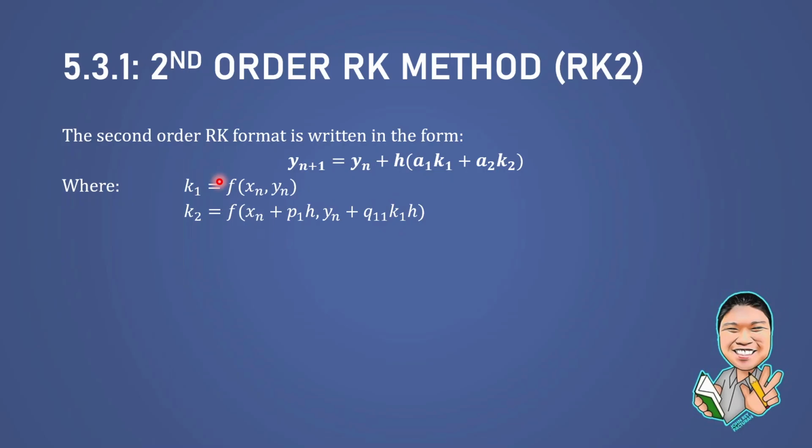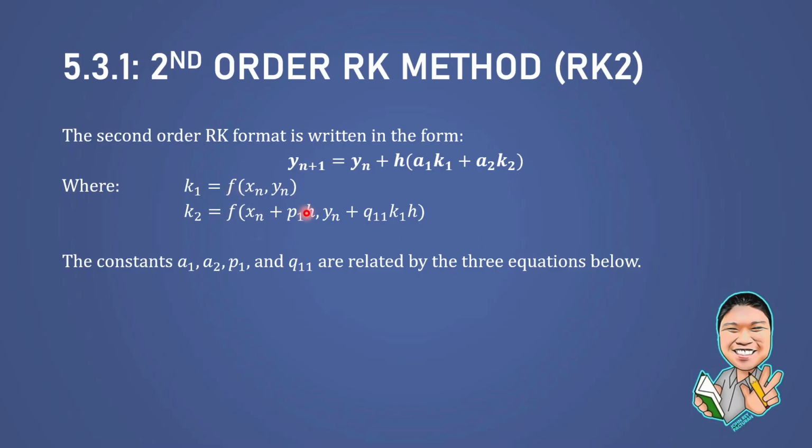So, medyo nakakalito yung mga variables dito, pero actually, hindi naman na siya masyadong confusing once na may example tayo dito. So, may apat tayo ditong constants na i-consider, yung a sub 1, yung a sub 2, yung p sub 1, saka yung q sub 1,1. Kasi, yung k sub 1 and k sub 2 are already defined naman. So, itong apat na unknowns natin, or itong apat na constants, are related by these three equations.